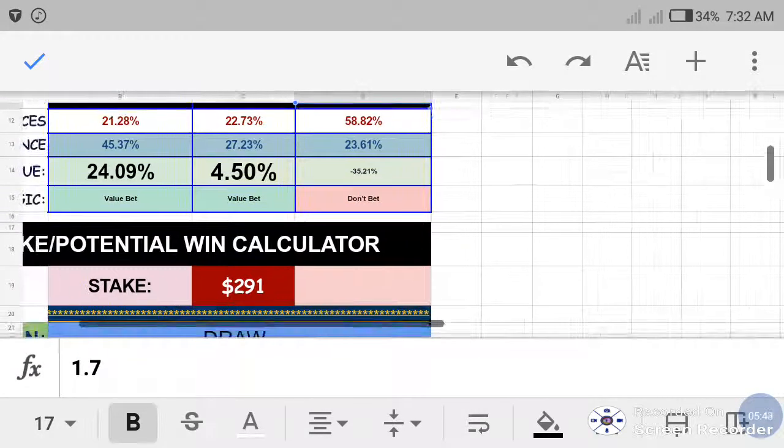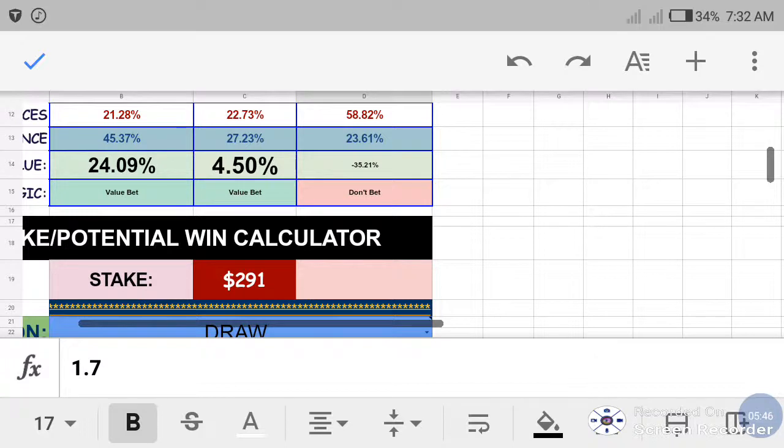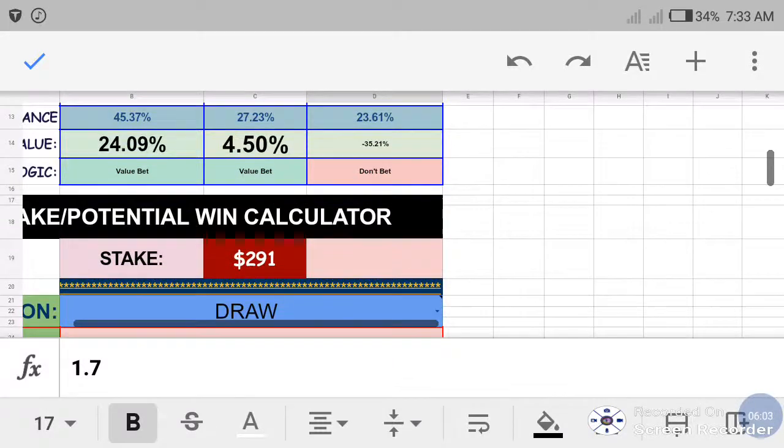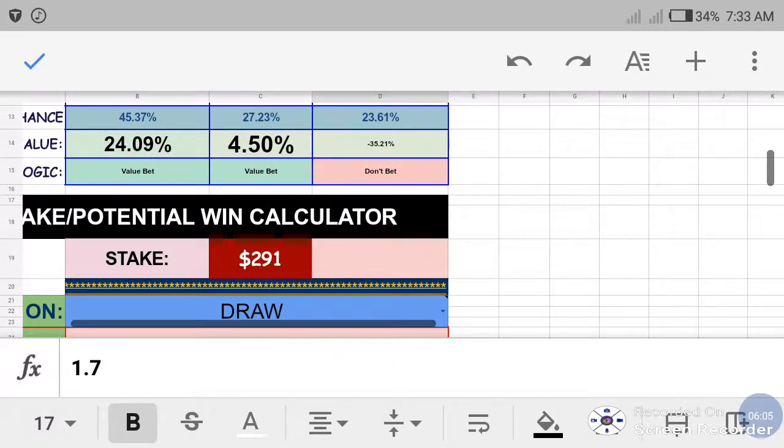You see here the bookmaker thinks RB Leipzig only has a 21.28% chance of winning. Their draw is 22.73, and Bayern to win is 58.82. But our model thinks the price is wrong. RB Leipzig is supposed to have 45.37 to win, 27.23 to draw, and 23.61 for Bayern Munich to win. So based on this, we think RB Leipzig are going to win.